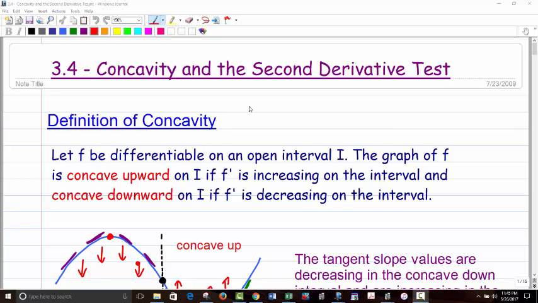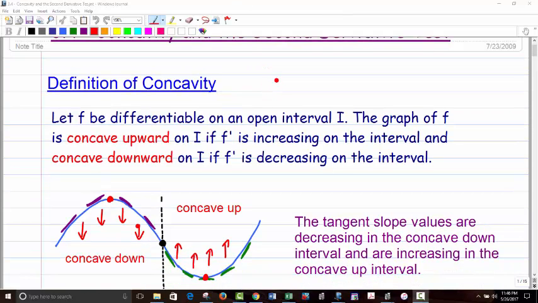This video is entitled Concavity and the Second Derivative Test. The first thing we want to talk about here is what exactly is concavity.